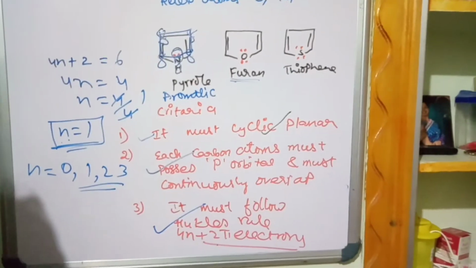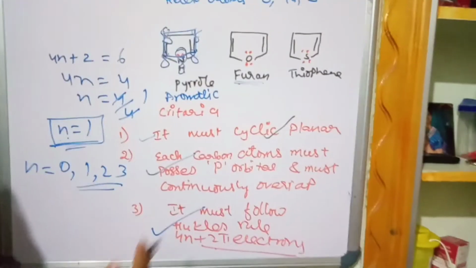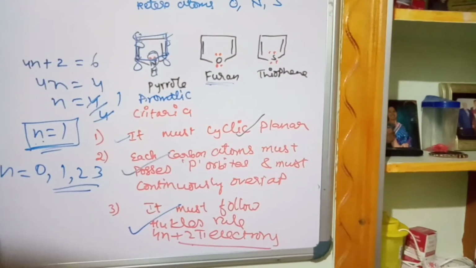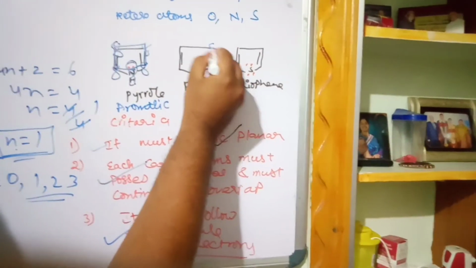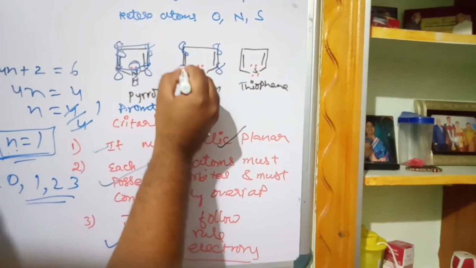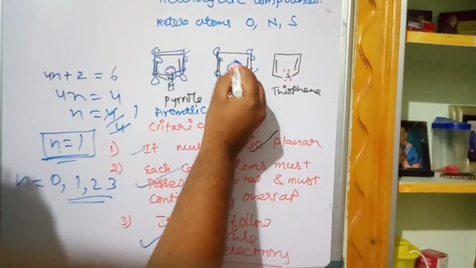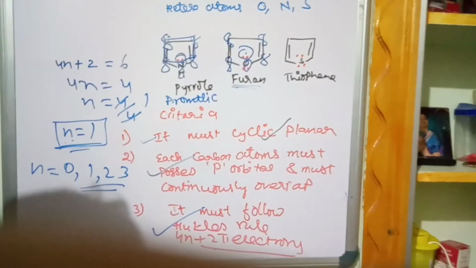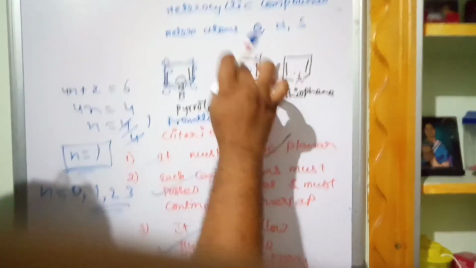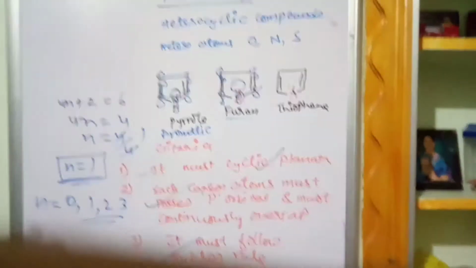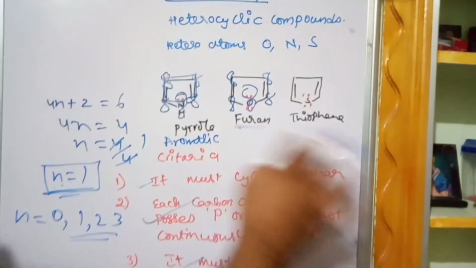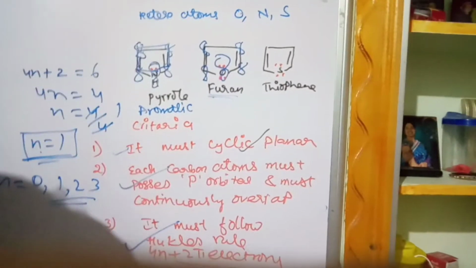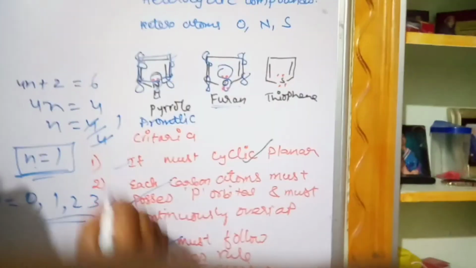The first rule holds good. The second rule: each atom must contain a p orbital. Yes, it contains p orbitals. The double bonds contribute p orbitals, and oxygen contributes one p orbital with one lone pair of electrons. The other lone pair is not involved inside the ring. It is outside the ring, involved in bonding, not in the sextet formation. Only one lone pair from the oxygen is considered.